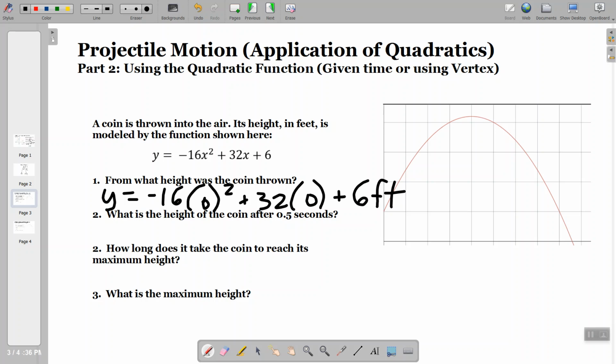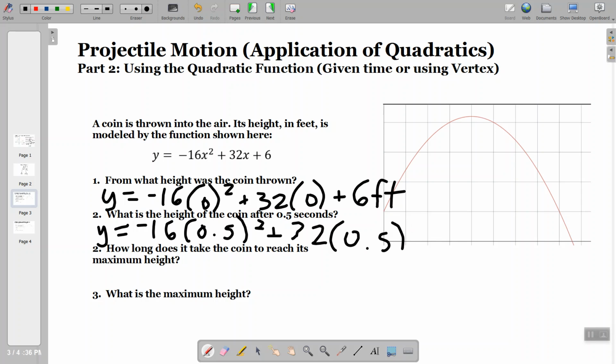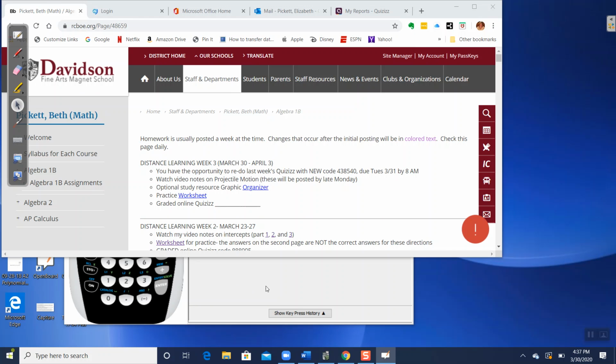All right, what is the height of the coin after 0.5 seconds? We're going to do essentially the same thing. Instead of 0, we're going to plug in 0.5. Y equals -16 times 0.5 squared plus 32 times 0.5 plus 6. So that just basically means there's some random point here somewhere on this curve, I don't know exactly where it is. Now I'm going to go to the calculator for a little help with this.